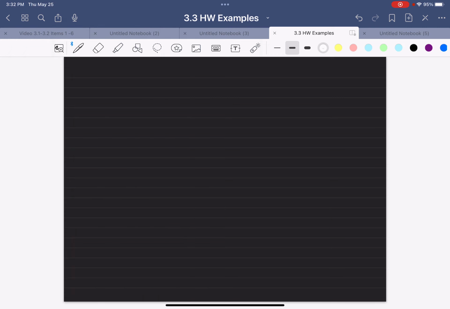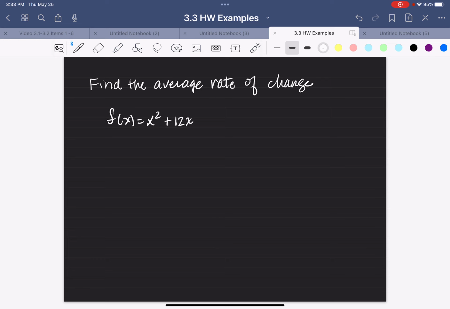So the first example is find the average rate of change for the function f of x equals x squared plus 12x between x equals 0 and x equals 5.